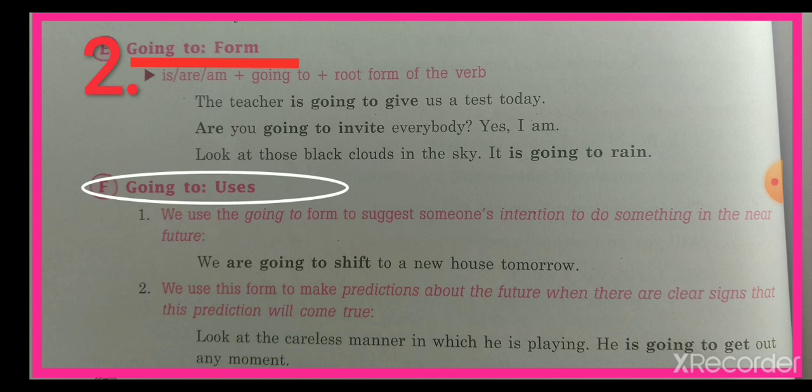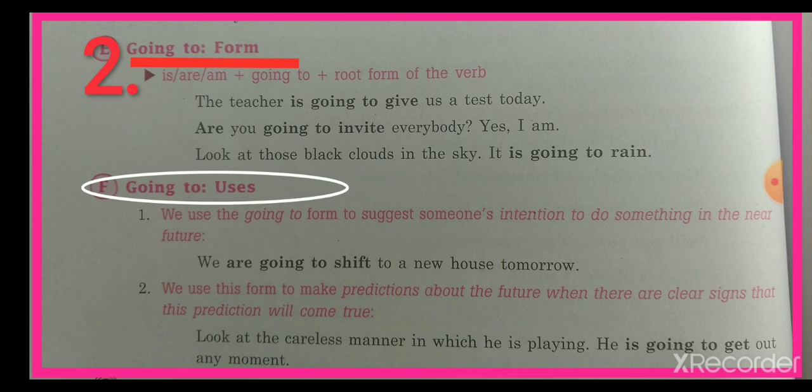Now the second form which can be used to express future time is going to, which is known as the going to form, which is used to express or suggest someone's intention to do something in the near future. So to express near future we can use going to form, like we are going to shift to a new house tomorrow. So it's your intention to do something in the near future. It's your intention to shift to a new house, that can be expressed by using going to form.